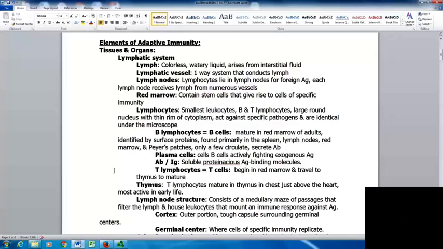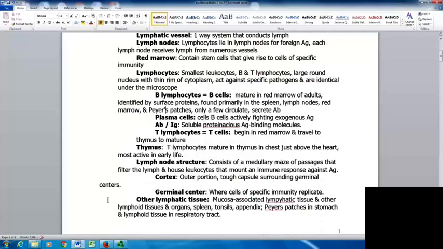And the T cells or T lymphocytes, these begin in the red marrow and then travel to the thymus to mature. Your thymus is located in the chest just above the heart. It's most active in early life and begins to degenerate in adolescence.